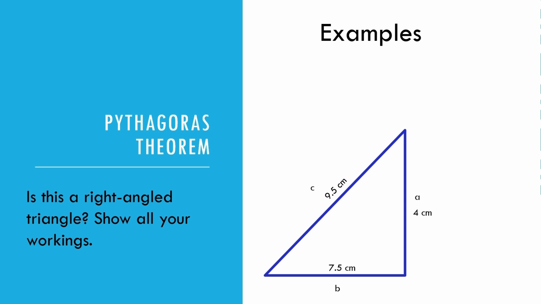Let's test this. What is the square of the hypotenuse? 9.5 square equals 90.25. What is the sum of the square of the other two sides? 4 square plus 7.5 square equals 16 plus 56.25 is equal to 72.25. Are the results the same? No. Therefore, it is not a right-angled triangle. You might ask, it does look like one though. However, please note that the aim of the question is to prove if it's a right-angled triangle or not.